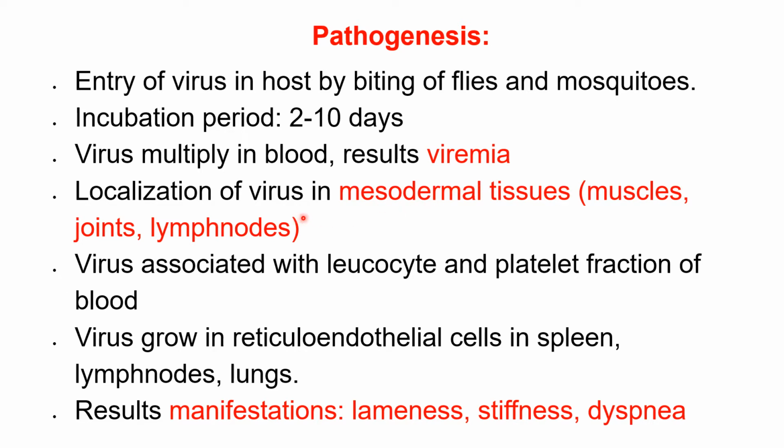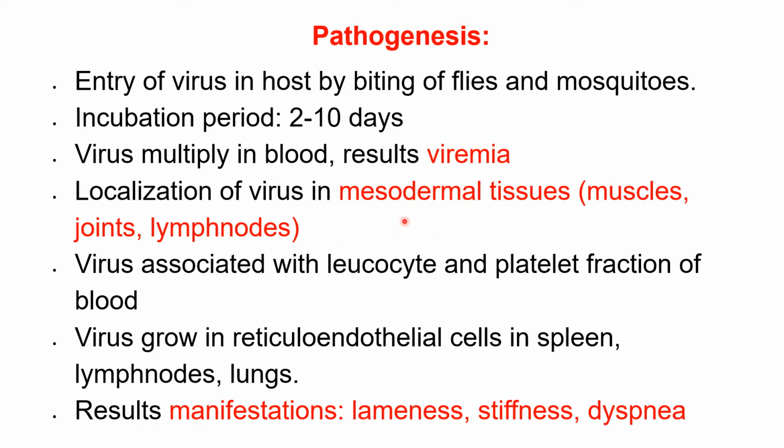Localization of the virus occurs in, remember here, mesodermal tissues. In other diseases, we have understood epitheliotropic viruses. They have an affinity to epithelium. Here the virus in ephemeral fever has an affinity to mesodermal tissues. Remember this, and symptoms are related to that. The mesodermal tissues are muscles, joints, and lymph nodes. They are affected and produce symptoms accordingly.